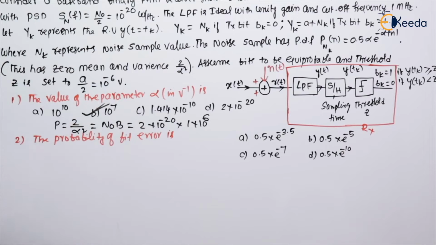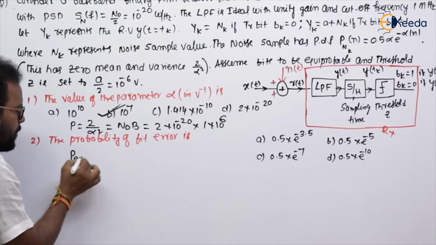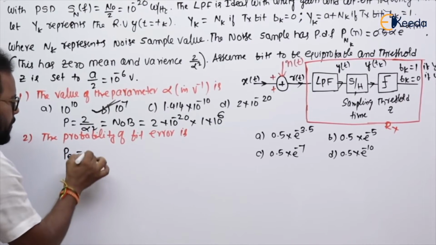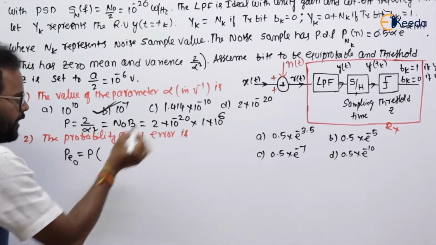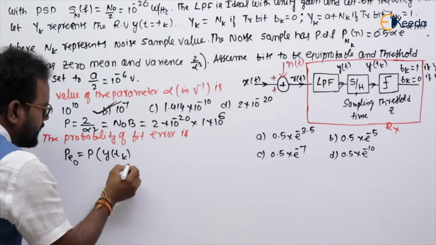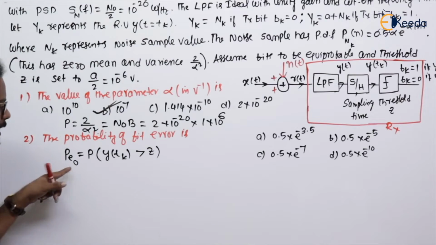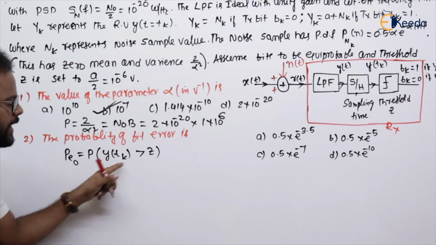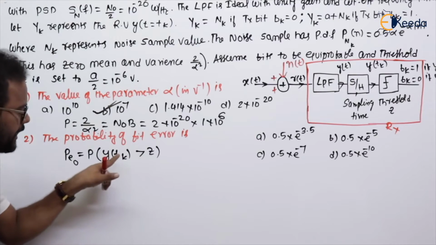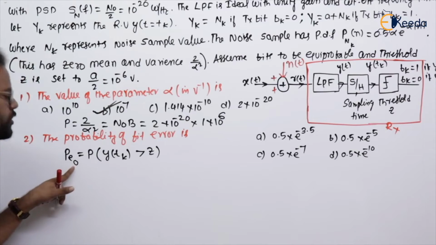Simple, you can equate. Second is asking the probability of bit error. So I can say, what is the probability of error? For example, the probability of error for 0: whenever the received y of tk is greater than the threshold. For the probability of error for 1, whenever the received value is less than the threshold, because if it is greater than the threshold, it is treated as 1, but you transmitted 0.